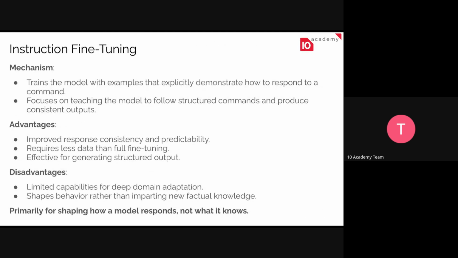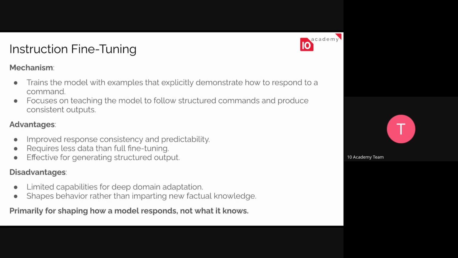And the last one is instruction fine-tuning. It trains the model with examples that explicitly demonstrate how to respond to a command. So do this, if you are asked this, say no, and so on. It focuses on teaching the model to follow structured commands and produce constrained outputs. So it improves response consistency and predictability.